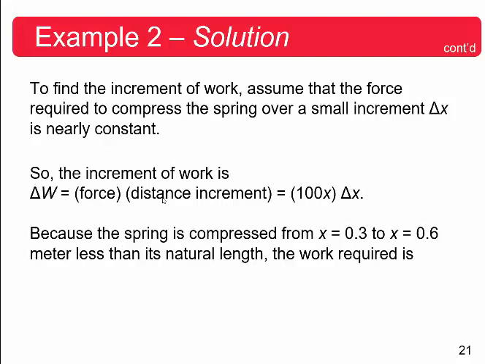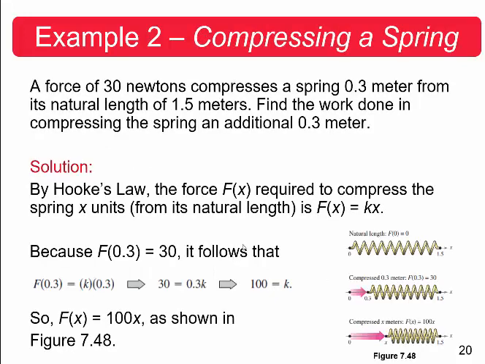Because the spring is compressed from x = 0.3 to x = 0.6 meters less than its natural length, going back to the problem: find the work done in compressing the spring an additional 0.3. I've already gone 0.3. I want to go an additional 0.3 to get me to 0.6. This is how I'm getting these values.